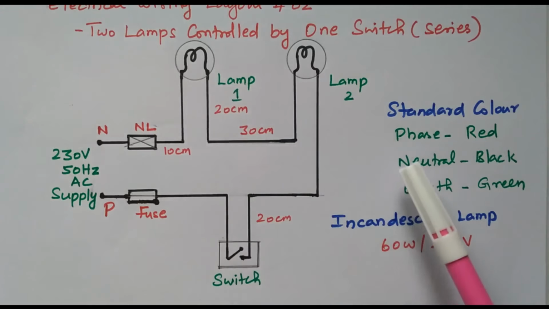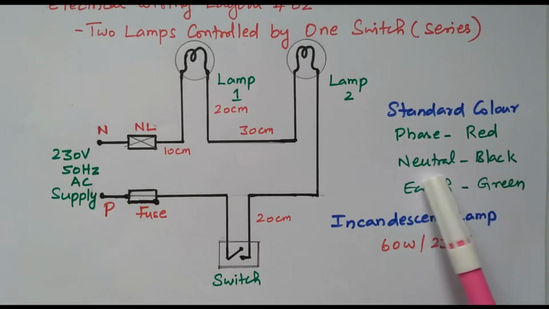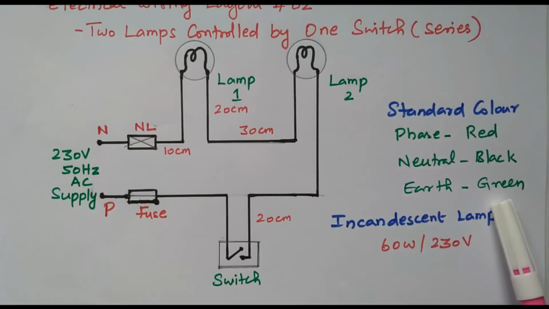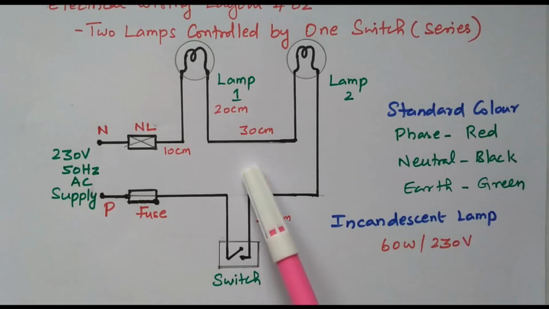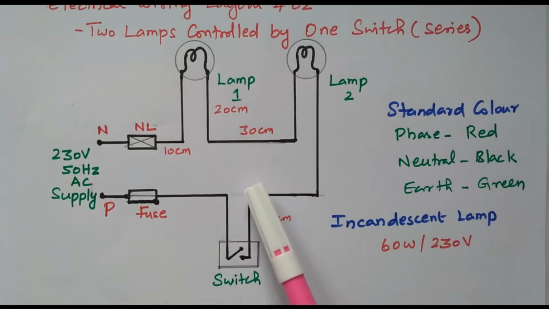In the wiring, we need to follow the standard colors. For the phase wire, we need to use red color. Neutral wire, black color. Earth wire, green color. Here the earth wire is not shown, but in the entire wiring we need to follow it. We need to run the earth wire also.